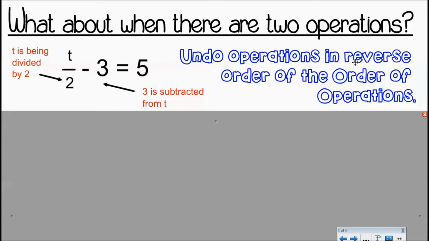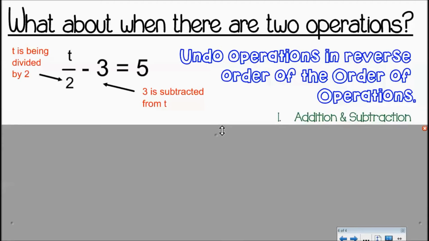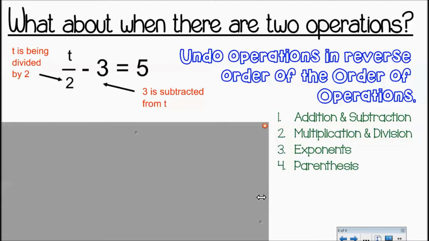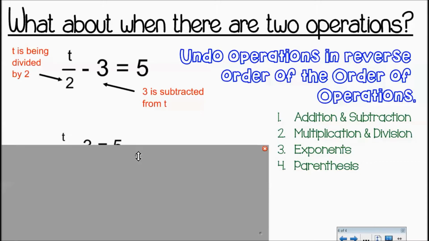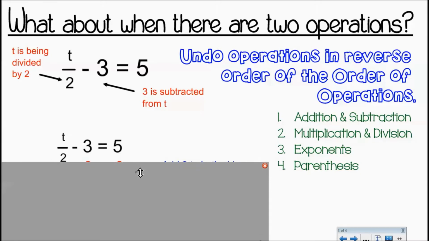So we said we were undoing. So it makes sense that we would start at the bottom of order of operations. We're going to undo adding and subtracting first, then we're going to undo multiplying and dividing. So there is the order of undoing, if you would like to call it that, or SADMIP instead of PEMDAS. So here's our equation, t over 2 minus 3 equals 5. We're going to undo that subtraction.